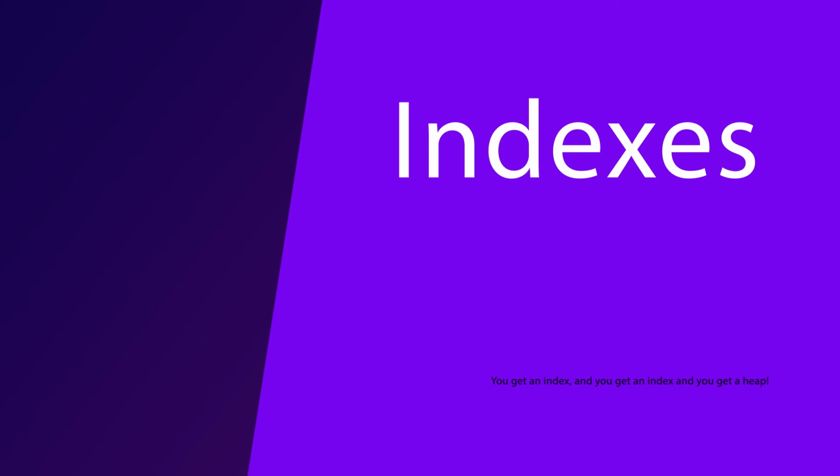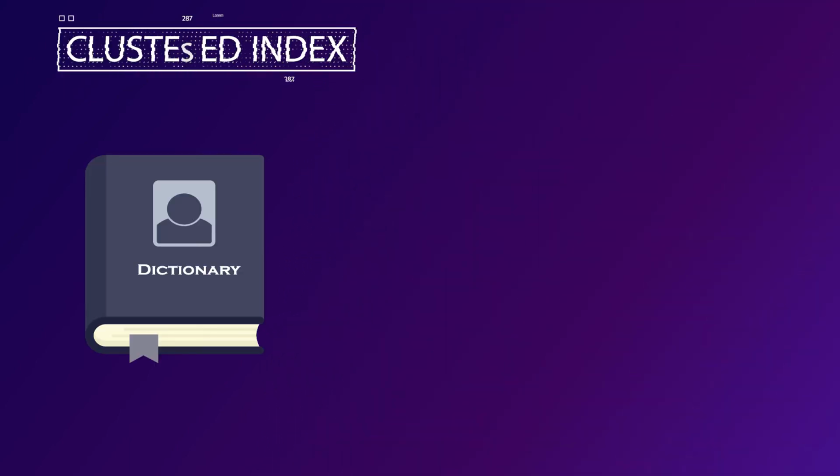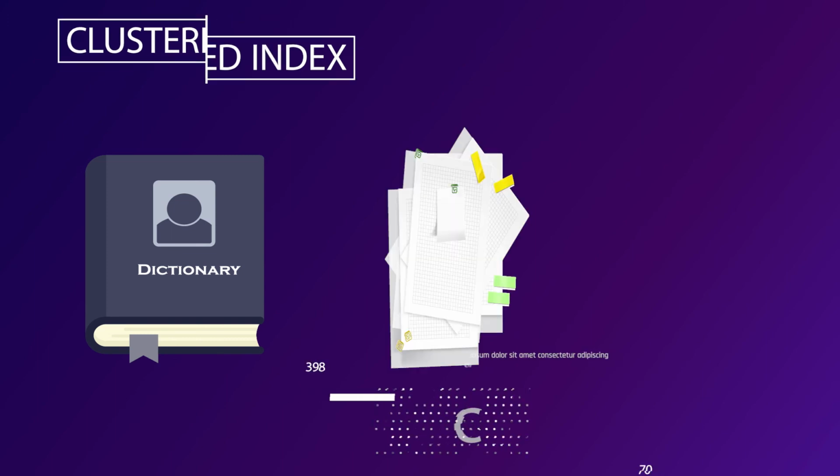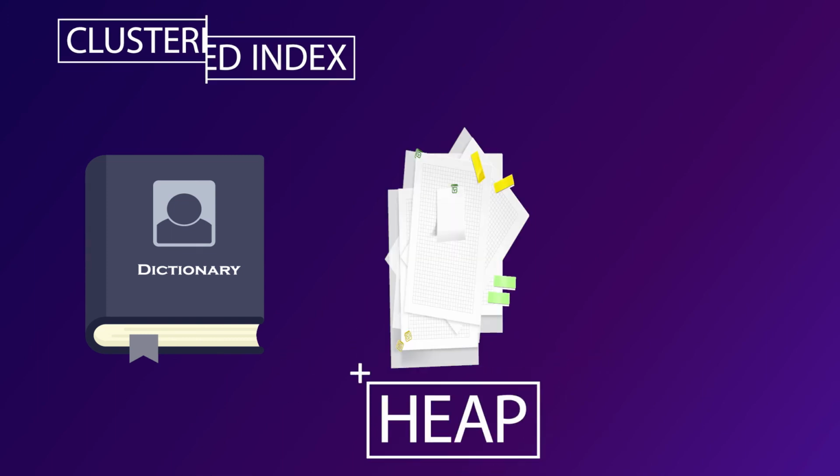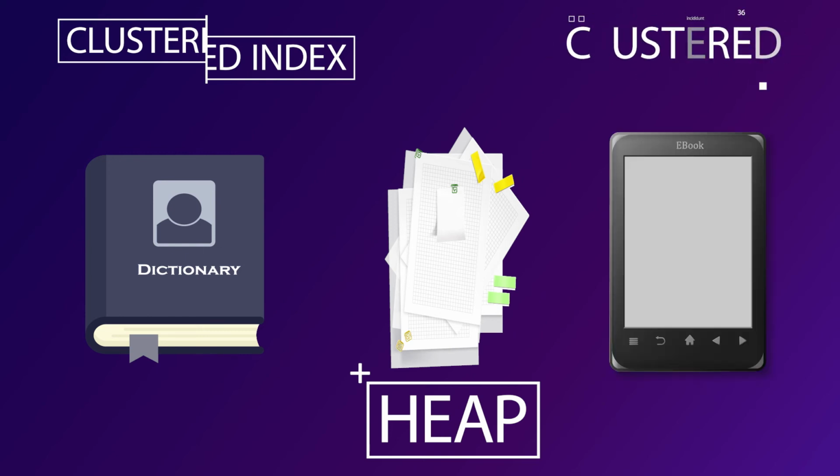Those are primary table indexes. First one is clustered index. Second one is a heap, which is actually a lack of an index. And then the third one would be clustered column store indexes, or CCI, as they are referred to. There's also non-clustered indexes. I'll touch on them briefly, but they are not primary table indexes.